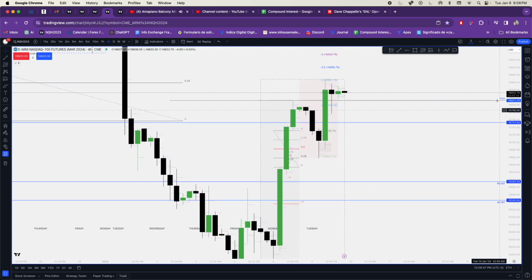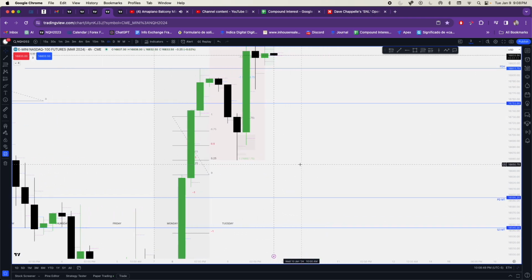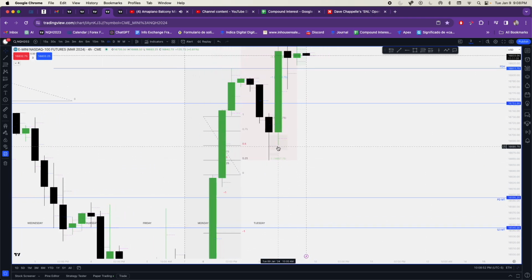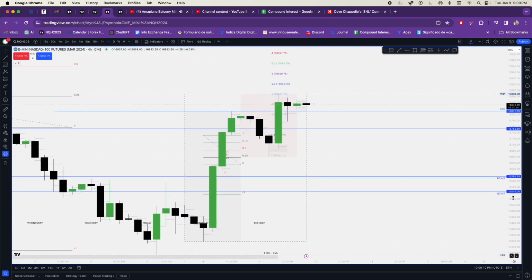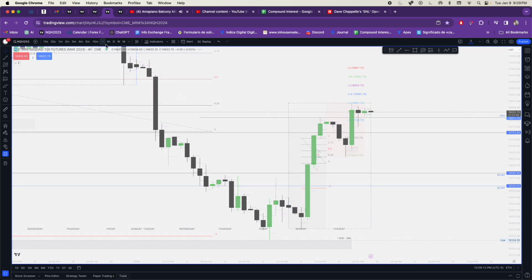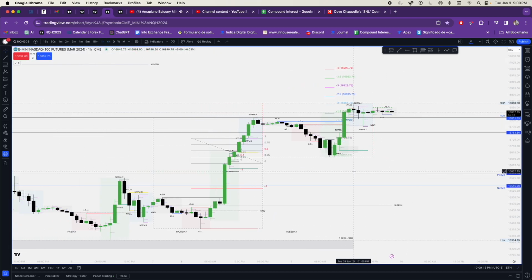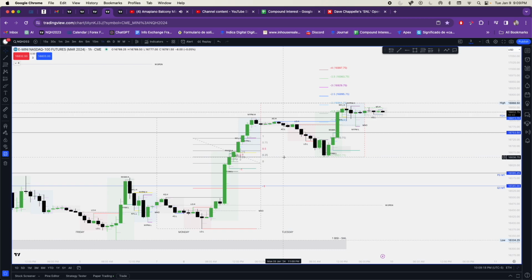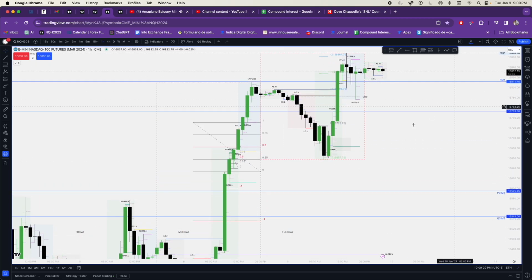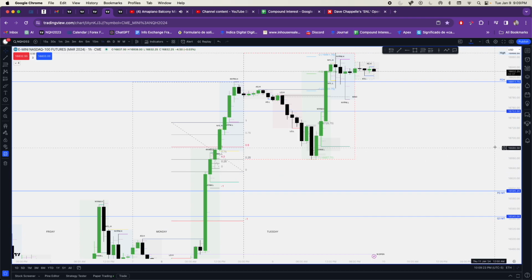Also, what do we have here? Model 14, right? Price comes down to constant encroachment of the wick that dips into a PD array. In this case, this fair value gap here, and runs up. And look where the low is here. Look how that lines up perfectly with the constant encroachment. I'm sorry, mean threshold of this fair value gap right here. I don't know, folks, seeing stuff like this gives me more confidence that price action can be anticipated.